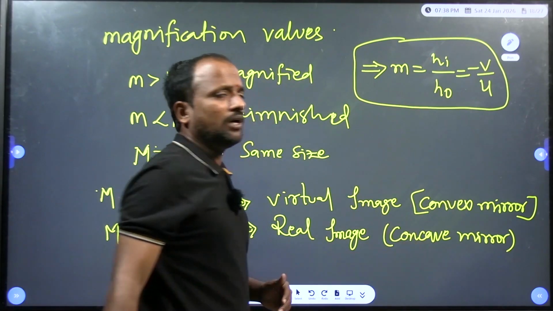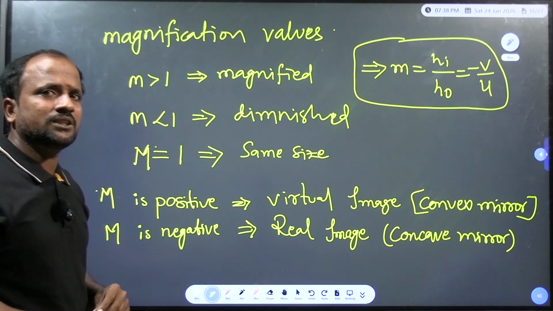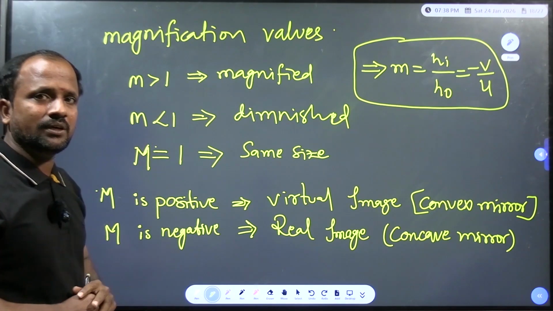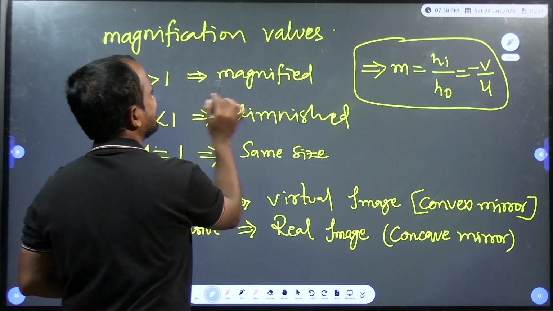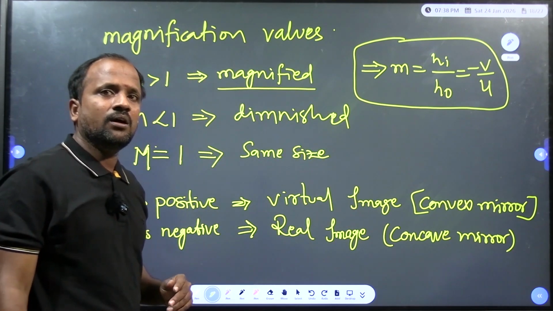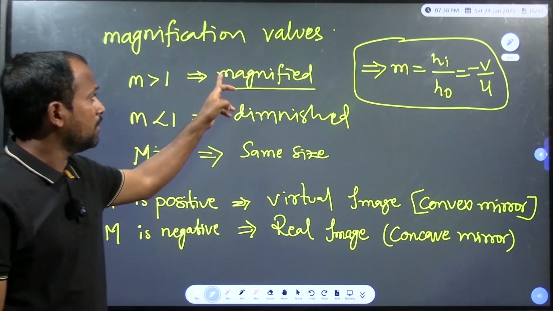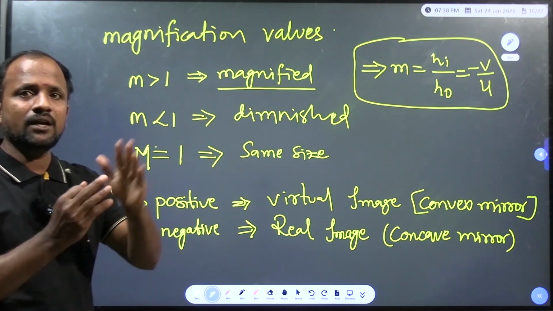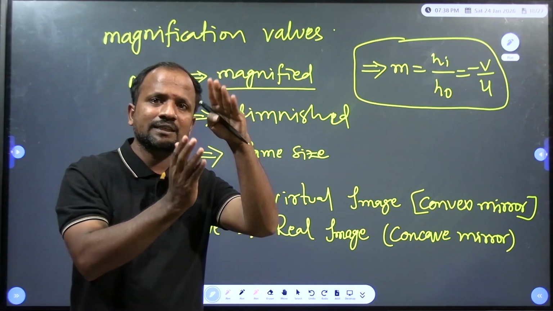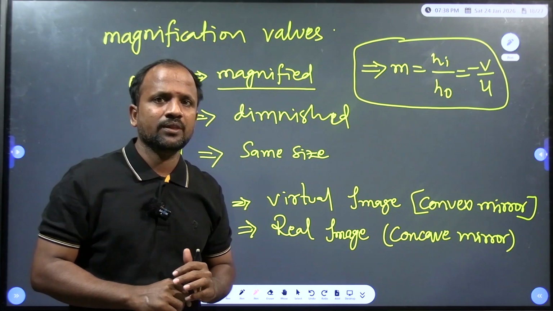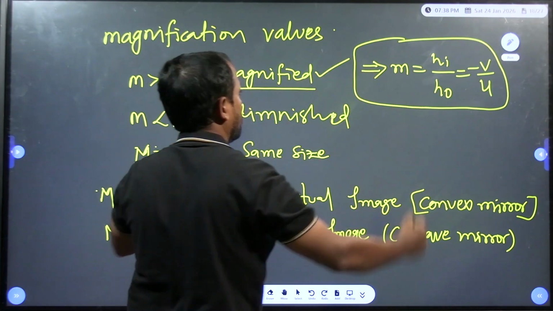Based on this formula, magnification is represented with the symbol M. If M is greater than 1, what are the characteristics of the image formed? If M is greater than 1, a magnified image is formed, which means an enlarged image. If you compare object size and image size, the image size is greater than the object size.